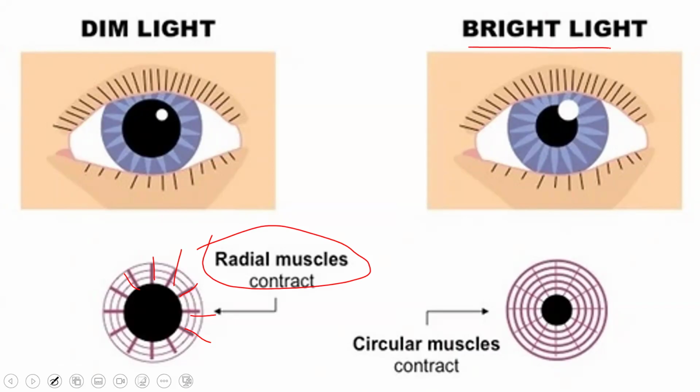In bright light, the ciliary muscles contract. They are circular around the outside of the actual pupil, and when they contract, the hole gets smaller. If you actually look at somebody's eye, you can see these muscles that are in there. Not particularly clearly, but you can see them.